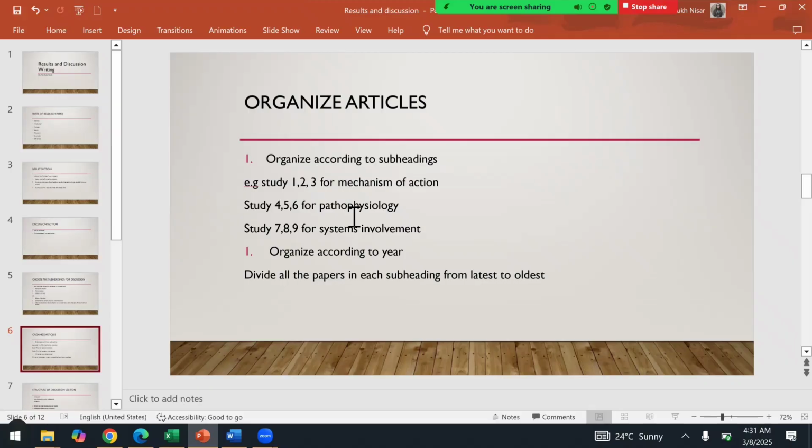Then you would give the second subheading, pathophysiology, and then discuss the results of papers 4, 5, 6, and then you would give the subheading of systems involvement and discuss papers 7, 8, 9.